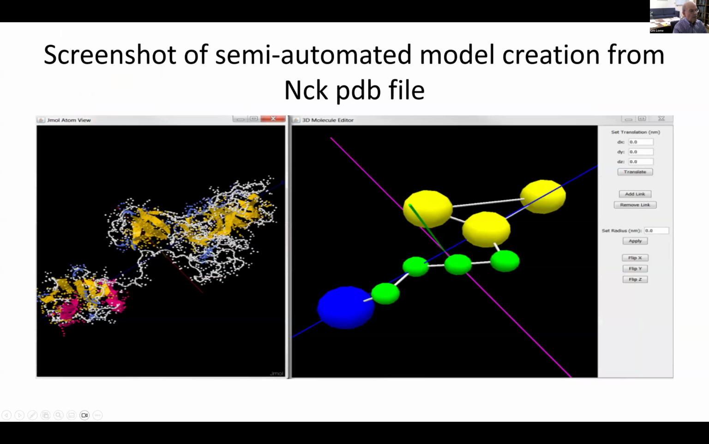You can also build a model from a PDB file. Here's a PDB structure of NCK, and here's a semi-automated approach. You have to tell it how many spheres and where the anchor is, but this is a semi-automated way to create SpringSaLaD structures from actual molecular structures taken from the PDB.